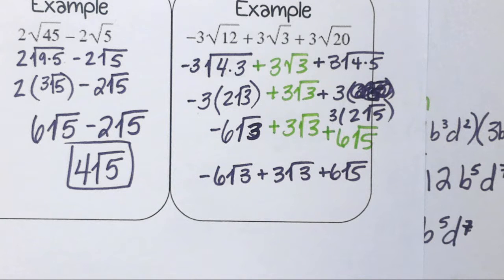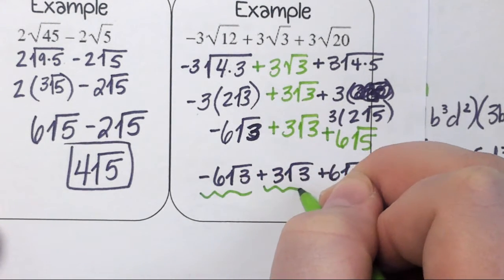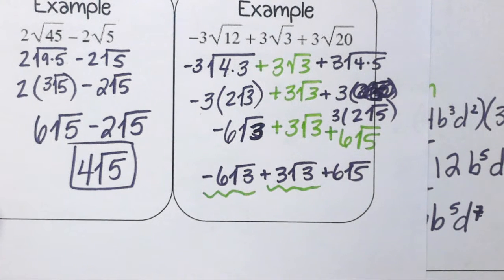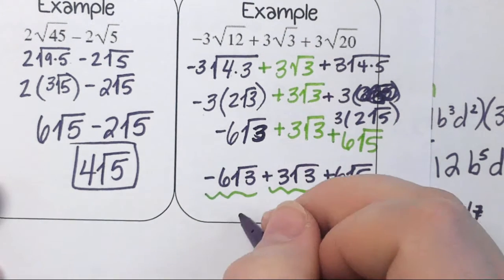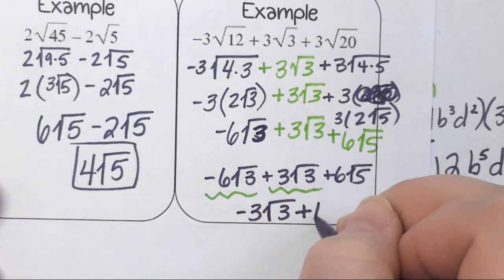You're supposed to combine like terms. Okay, which ones are the like radicals? The ones with the 3's. You're right, Owen. Okay, so the negative 6 square roots of 3 and the 3 square roots of 3. When I put those together, what do I get? Negative 6 plus positive 3, shouldn't that be a negative 3? So I get negative 3 square roots of 3. And then I'm just going to bring down that 6 square roots of 5.